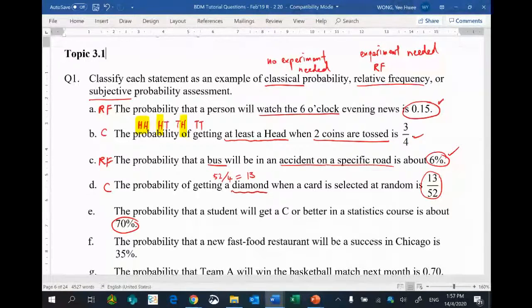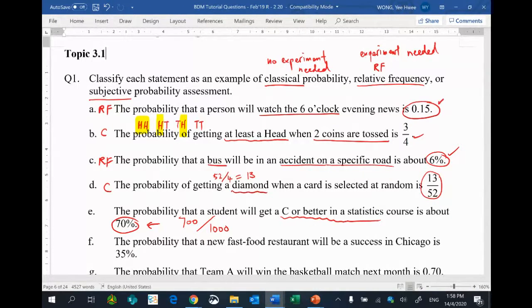How do I know a student gets C or better or not? Is there any data for me to collect? Yes, from the past semesters. I may have 1,000 students that I collected, and 700 of them get C or better. So the answer becomes 70%.